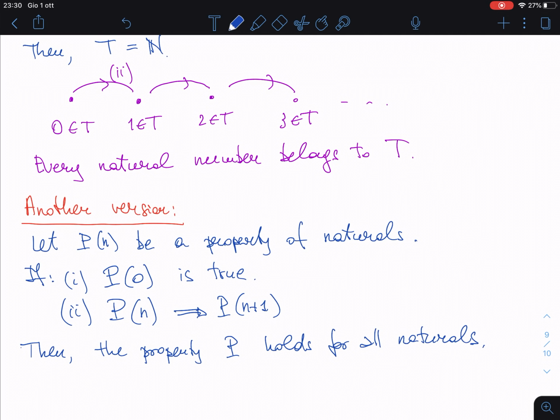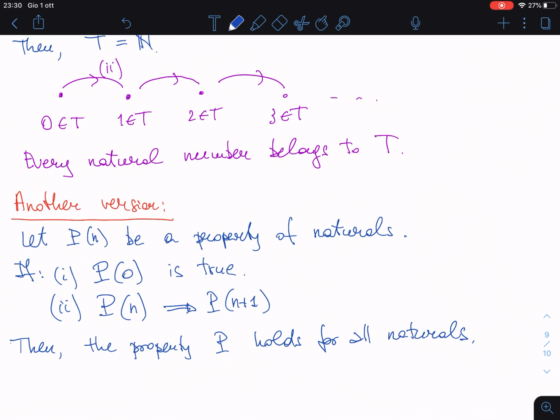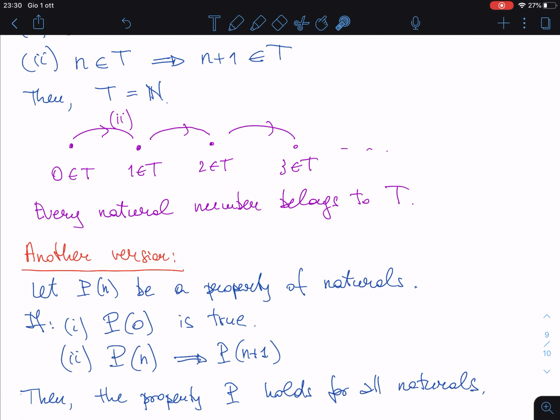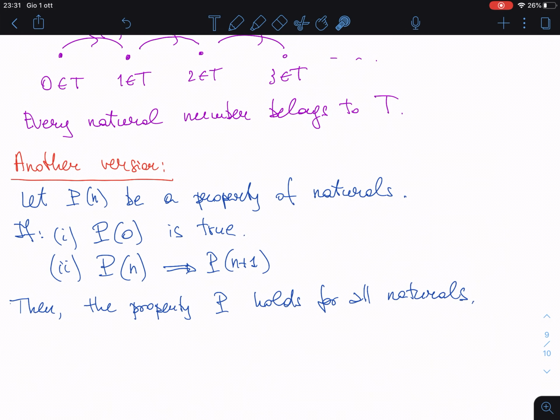So in books you find both versions of this induction principle, and you immediately see that it is the same, because from the second you have this property of naturals, P of n, so you can say that T is the set of the natural numbers enjoying the property P. And then you have as a hypothesis that 0 belongs to T, and then if n belongs to T, then n plus 1 belongs to T. And then the property P holds for all naturals. Okay?